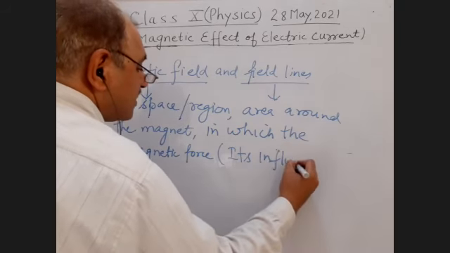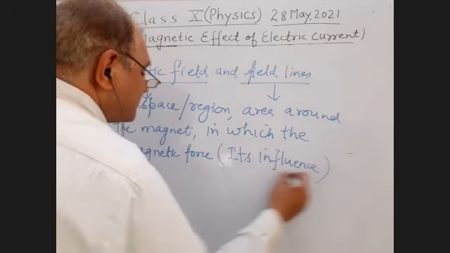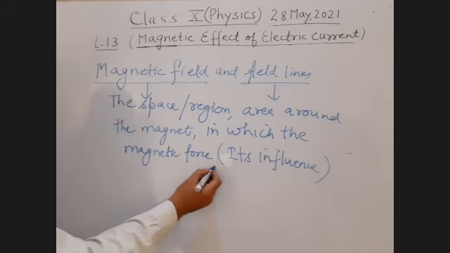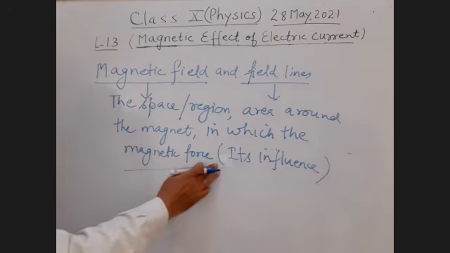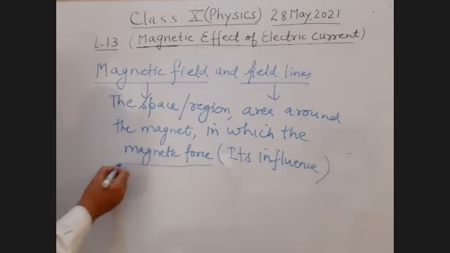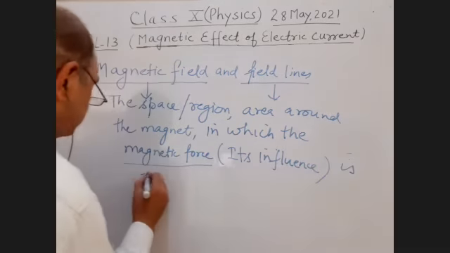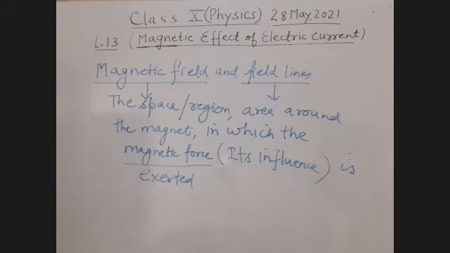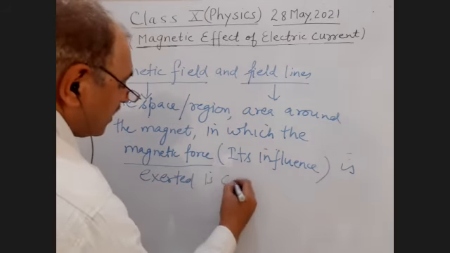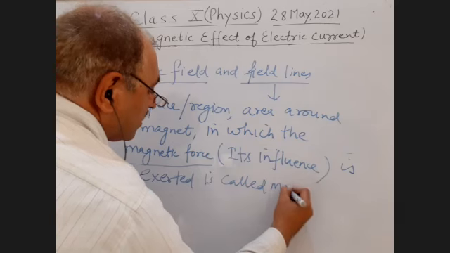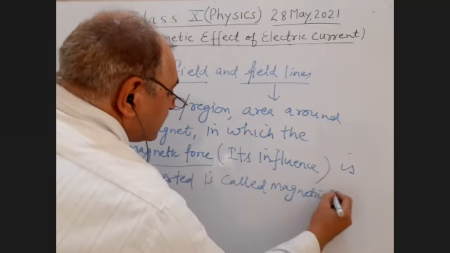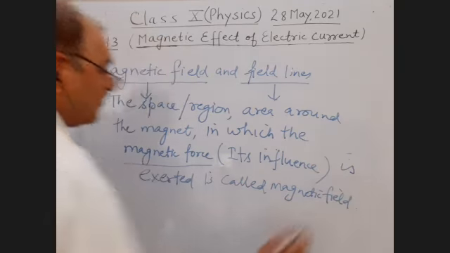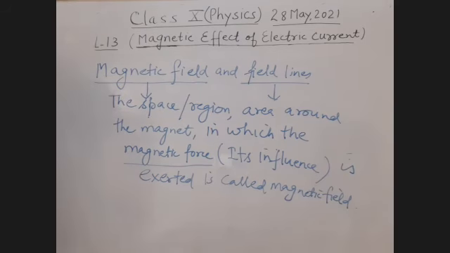मींस जो उसका इन्फ्लुएंस है उसी को मैंने क्या कह दिया, मैग्नेटिक फील्ड लाइंस. दे आर द इमेजिनरी, स्टूडेंट दिखाई तो देती नहीं है बट वी कैन फील इट. So the magnetic force is exerted, is called magnetic field. Clear, student? Please note down.